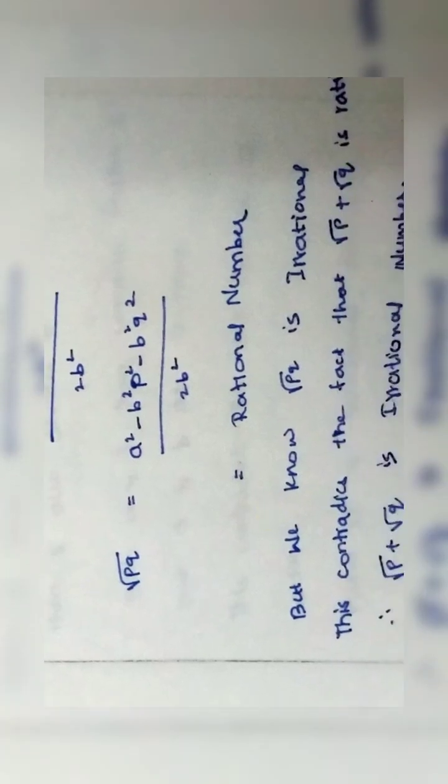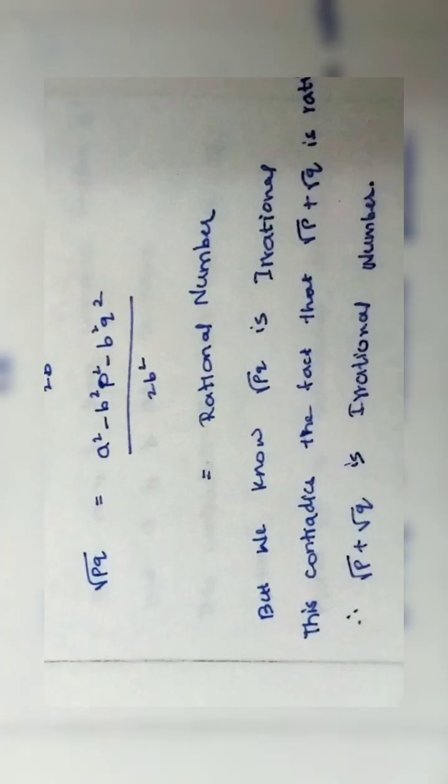If we say this is a rational number, the same as above. If you understand one sum properly, you will be able to do any number of sums like this. So please understand the sum properly. Practice at least twice or thrice so that you will remember properly. But we know root pq is irrational. This contradicts the fact that root p plus root q is rational. So root p plus root q is an irrational number. Thank you.